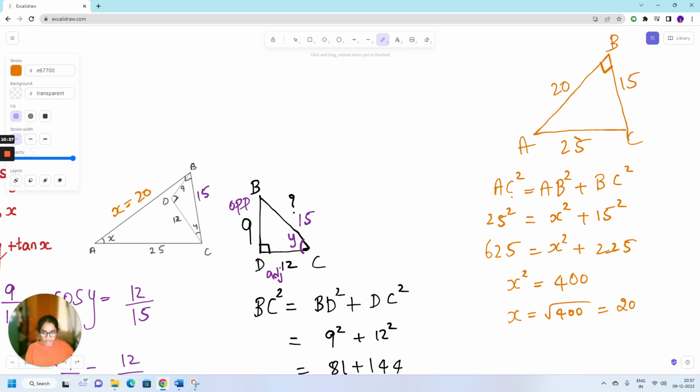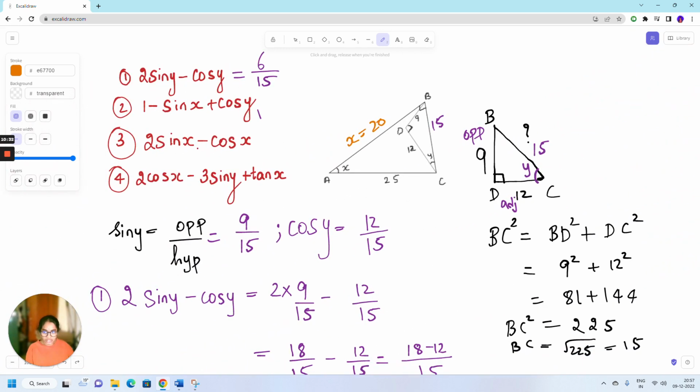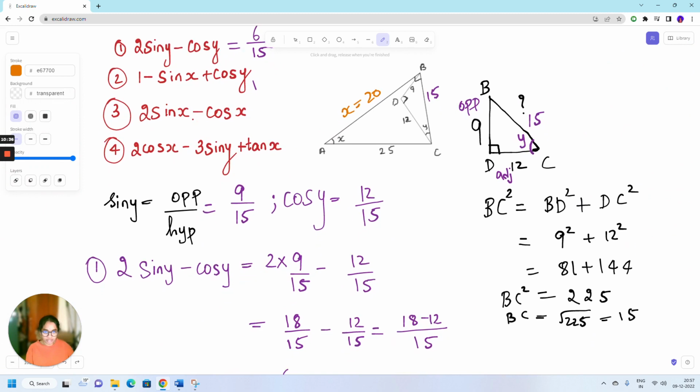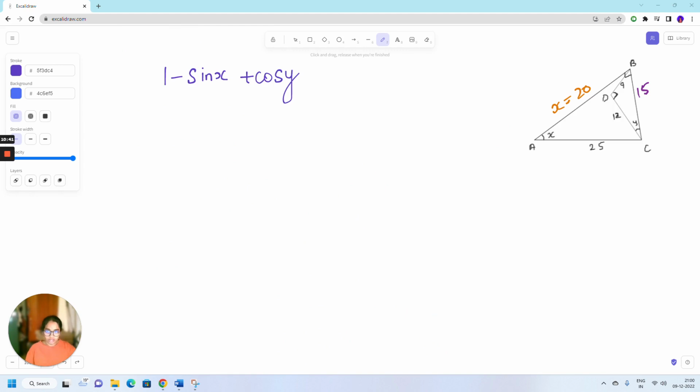So now let me observe the second question. What is the second question? It says find 1 minus sin x plus cos y. Yes, this is the question. Now what is cos y? Cos y was 12 divided by 15, right?